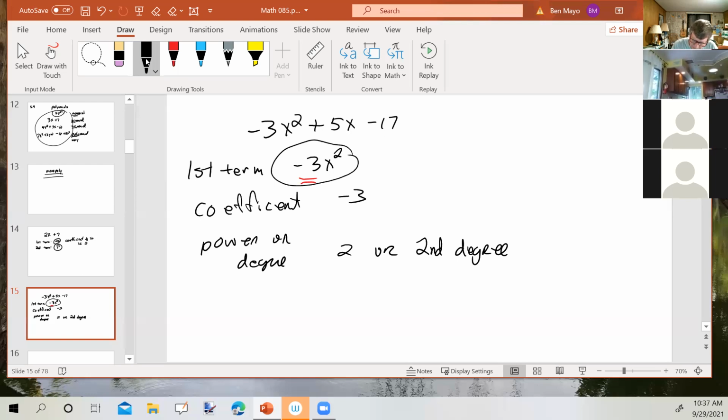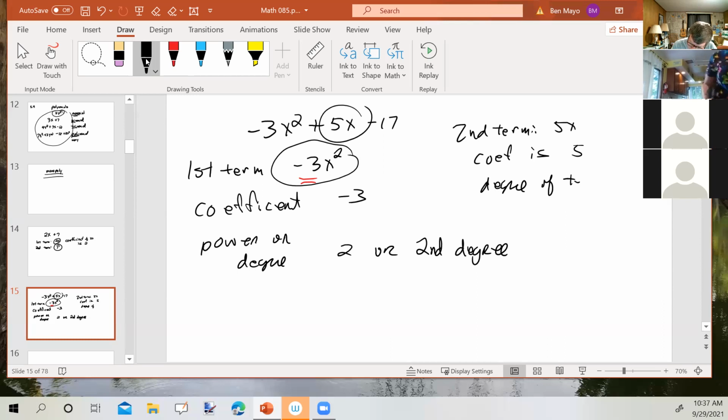Okay, let's take a look at this term. So the second term is 5x. Its coefficient is 5, and the degree of the term is 1 or first degree. Any questions about that?